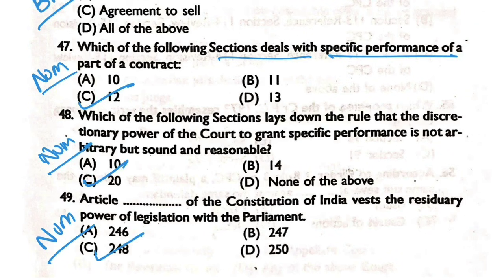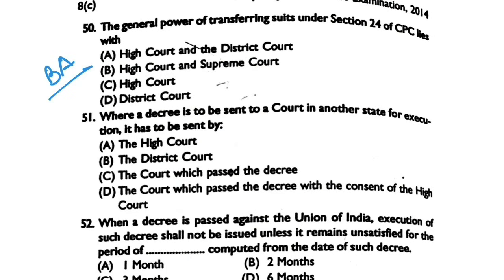Then question 50, general power of transferring suits under section 24 of CPC lies with High Court and District Court. Bare Act based question. Question 51, where a decree is sent to a court in another state for execution, it has to be sent by the court which passed the decree. Very basic Bare Act based question. You know the Bare Act, you should know this.